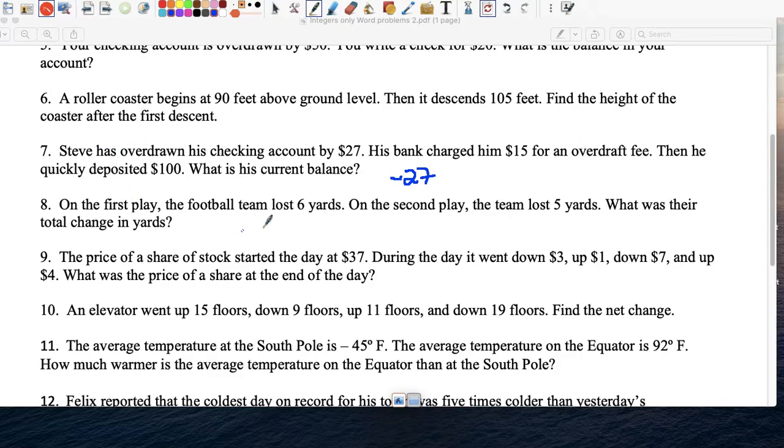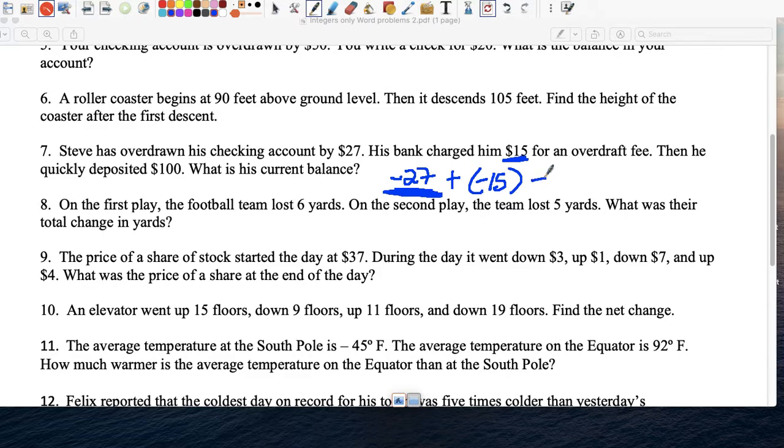So negative 27 is what the bank covered for you, initially. But then they said, hey, you know what? I'm not going to do that for free. I'm going to charge you $15. So now, to the negative 27 that you have to pay the bank eventually, they're going to add another $15. So you're going further left on your number line.